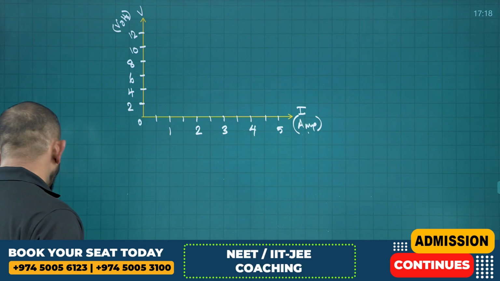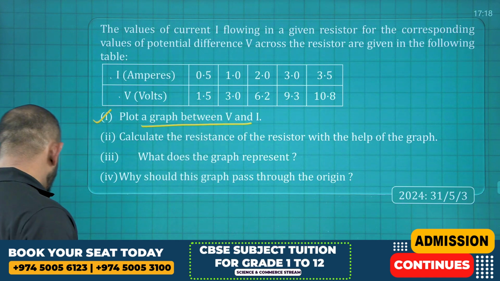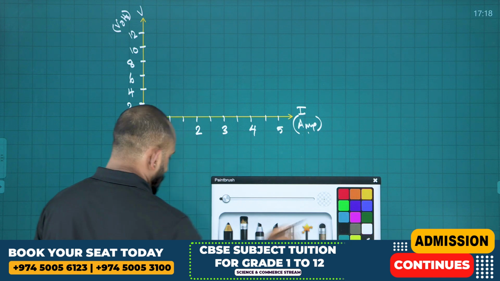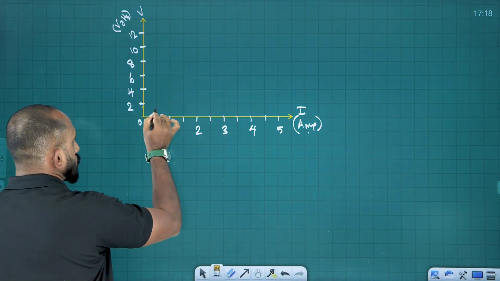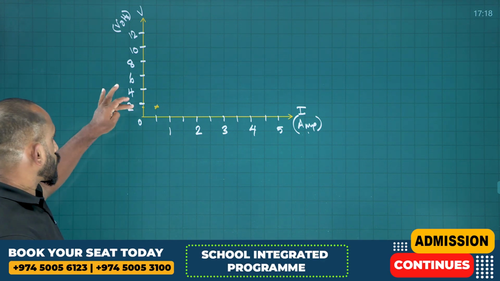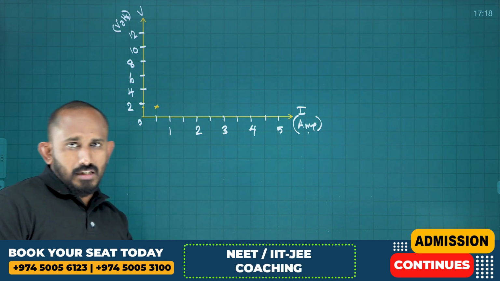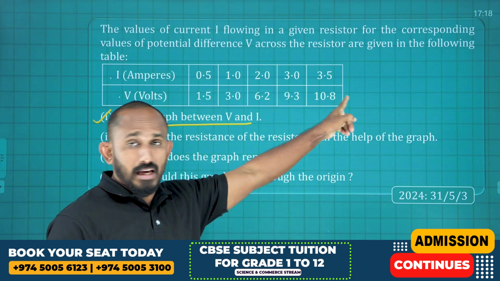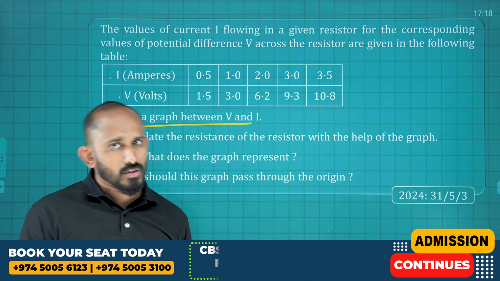If the values are plotted here, for 0.5 we have 1.5 volt. So this is 0.5 here, then the voltage is 1.5. The y-axis goes 2 volt, 4, 6, 8, 10, 12. So while taking the divisions, you have to take utmost care here. The voltage changes from 1.5 to 10.8, so you need to go till 11 or 12 volt.